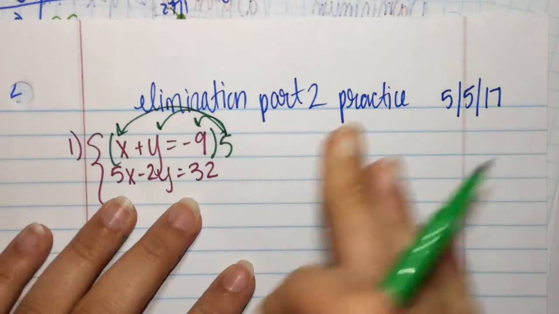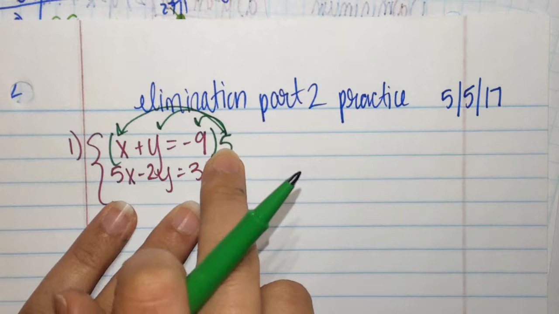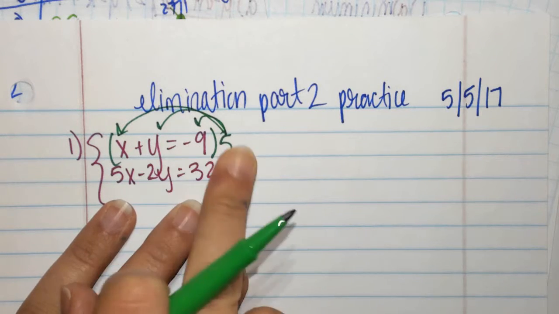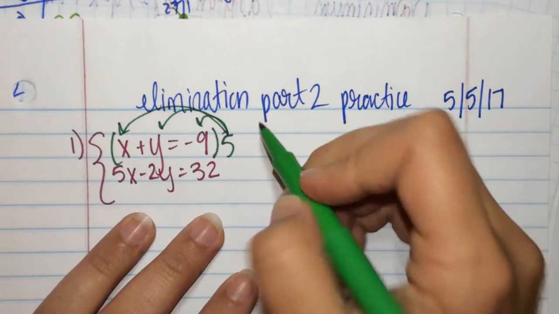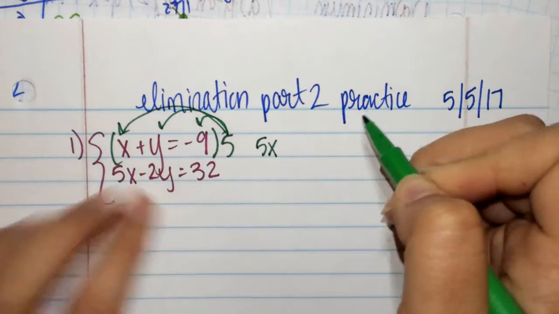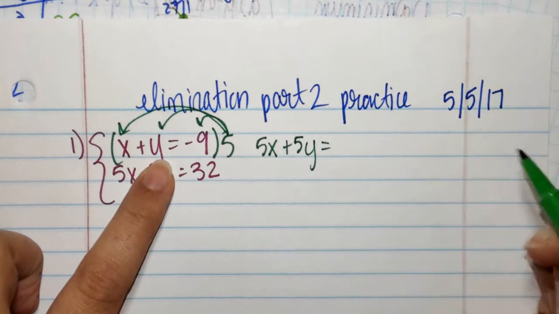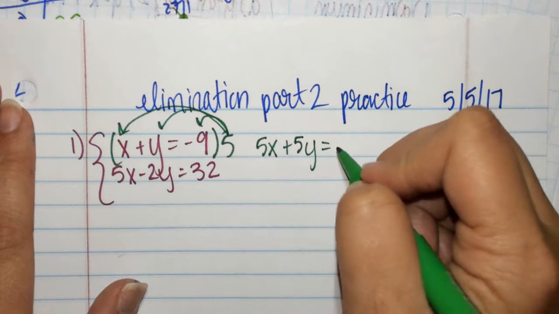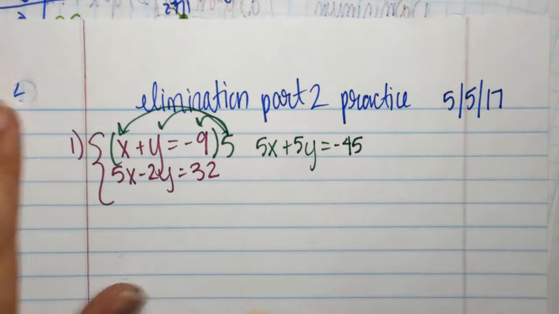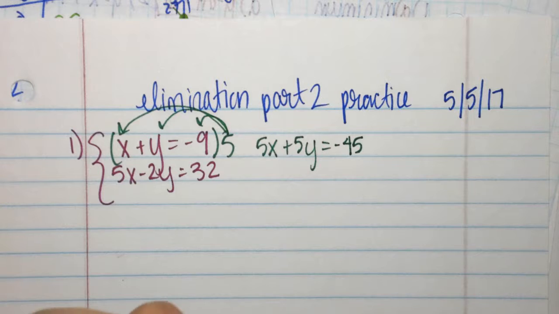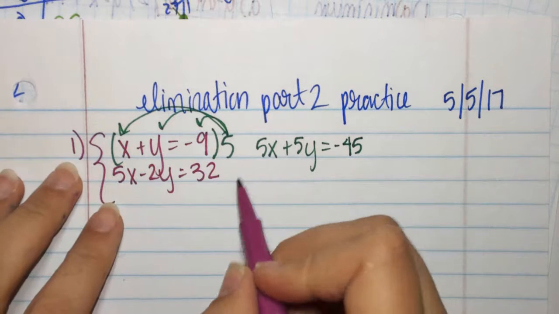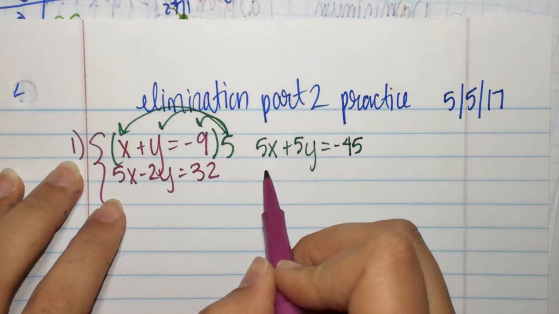And remember, don't pull an Asbury, multiply everything by that 5, including this -9. So what's 5 times X? 5x plus what's 5 times Y? 5y equals -45. Why did y'all not say -9? Because you also multiply everything. Everything.